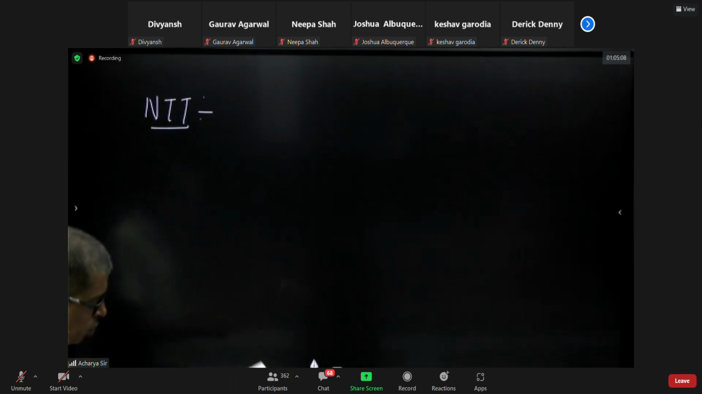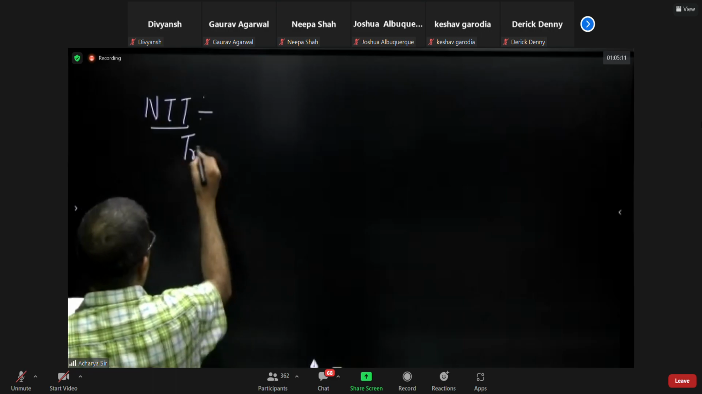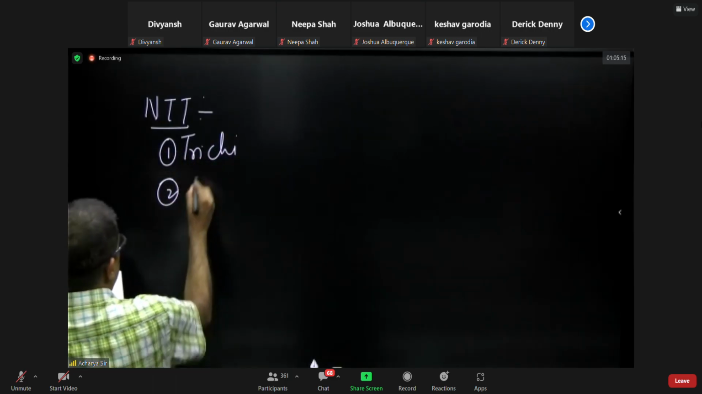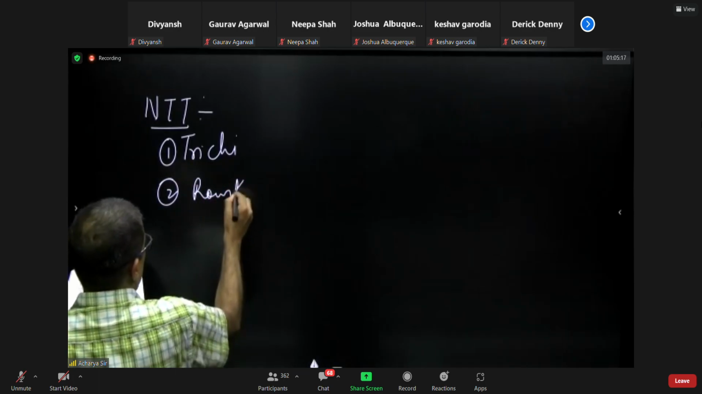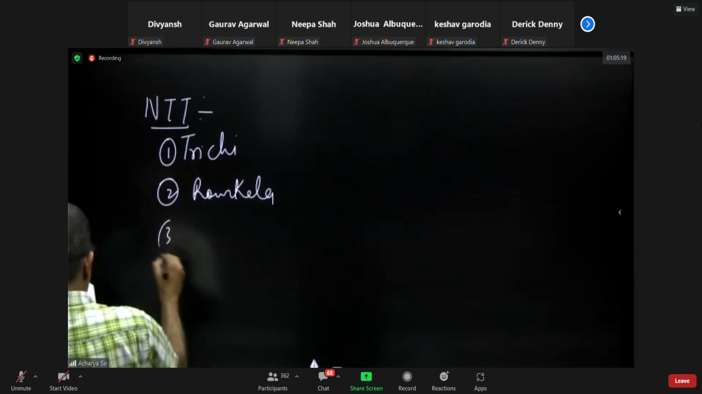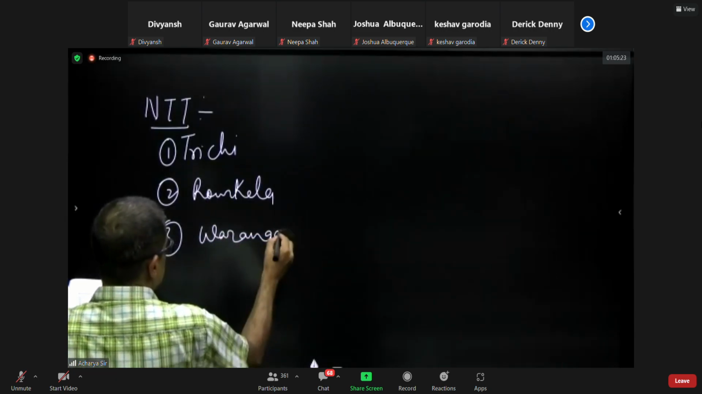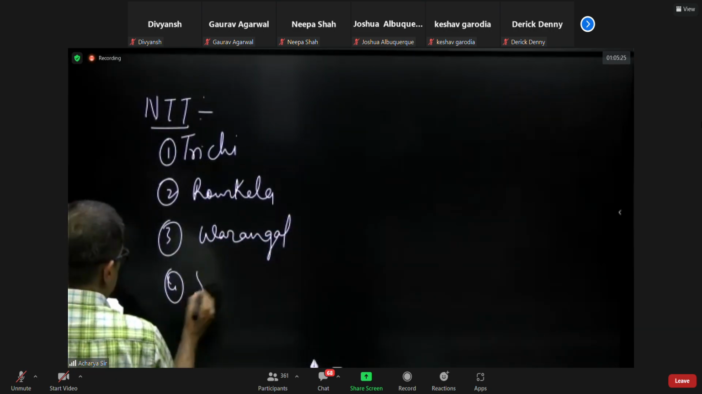But when it comes to NIT, ranking wise, Trichy first, second, Rourkela is doing well. Third, Warangal, then Suratkal.